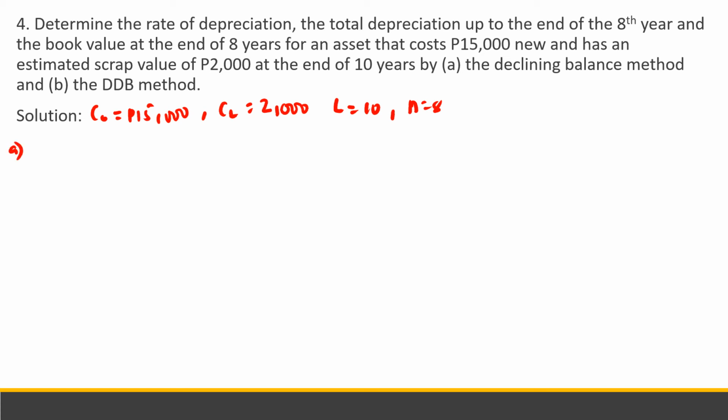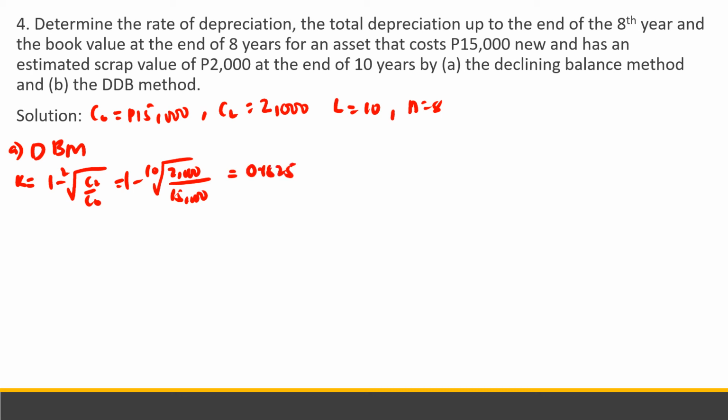Okay, so by declining balance method, so K is, so we will utilize the formula 1 minus Lth root of CL over CO. This is equals to 1 minus the 10th root of 2,000 over 15,000 pesos. So this is equals to 0.1825 or 18.25%. Okay, so that is 18.25% yung K natin.